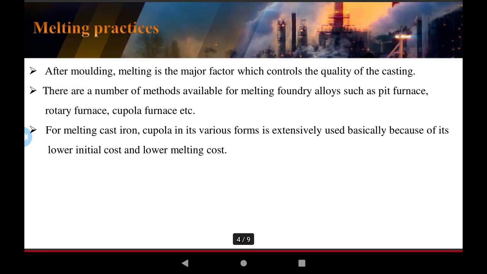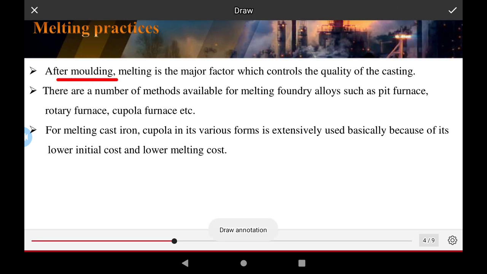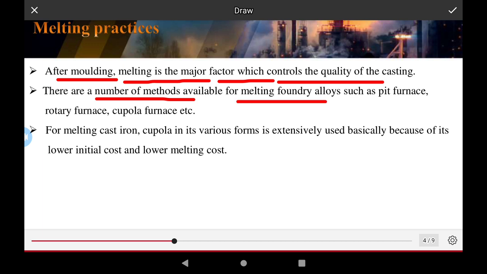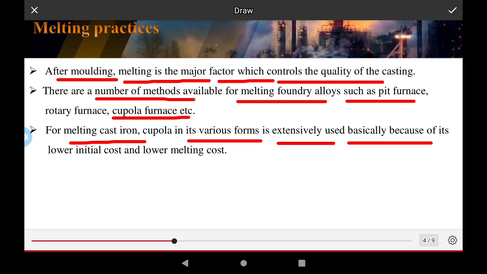Melting practices. After molding, melting is a major factor which controls the quality of the casting. There are various methods available for melting foundry alloys, such as electric furnace, rotary furnace and cupola furnace. For melting cast iron, the cupola in various forms is extensively used, basically because of the lower initial cost and lower melting cost.